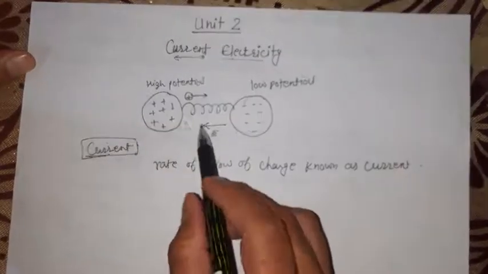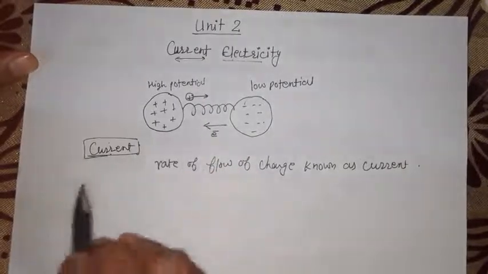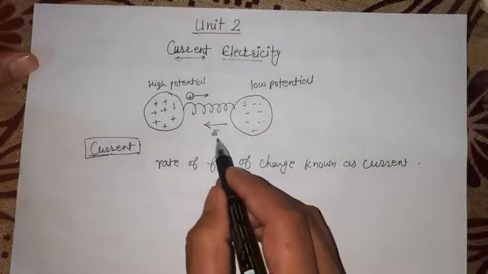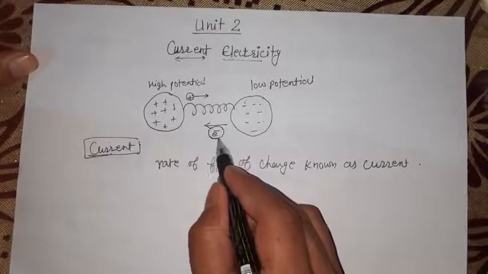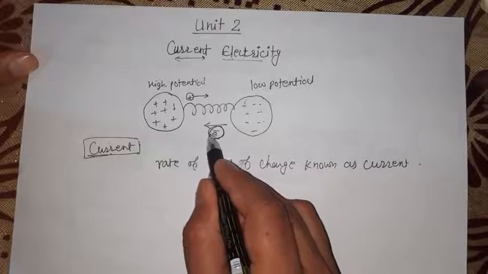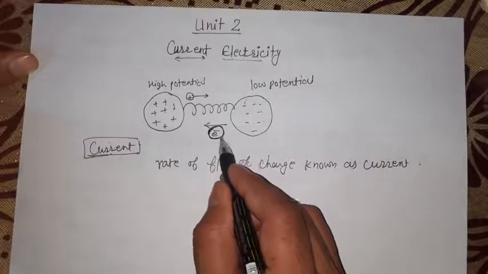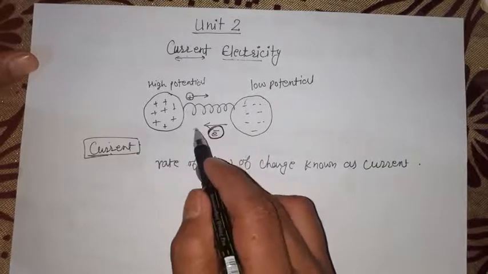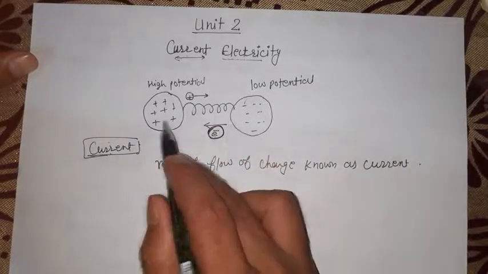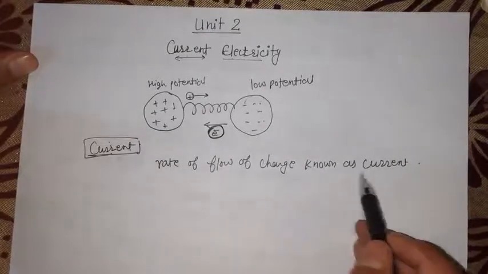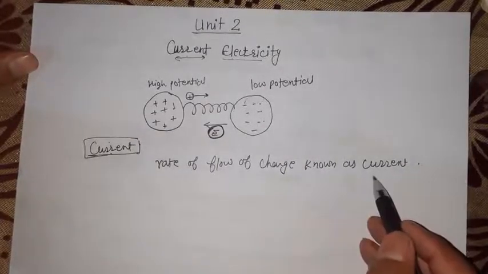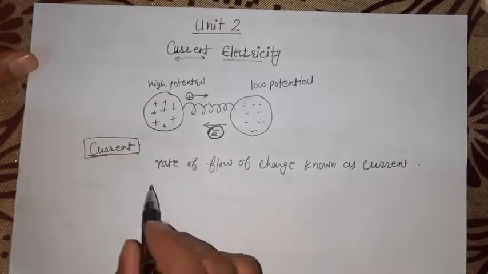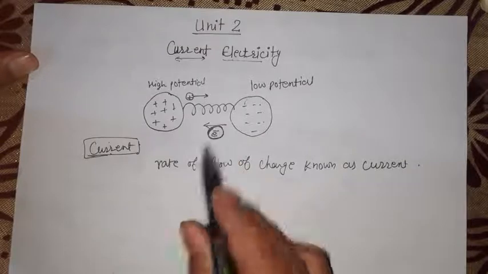Now look over here, which is actually going to flow, the positive charge or the negative charge? We know that electrons are the free carriers. These are free to move, so electrons can move. It is not the positive charge that is going to move. So due to the flow of electrons, current is going to flow in the circuit.